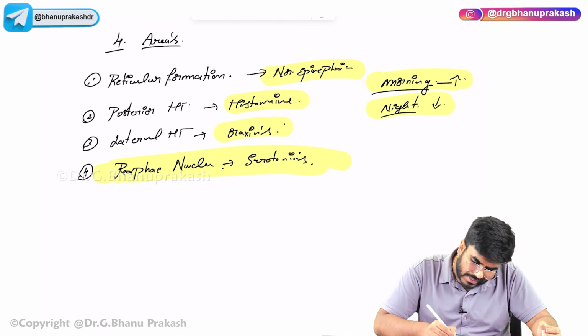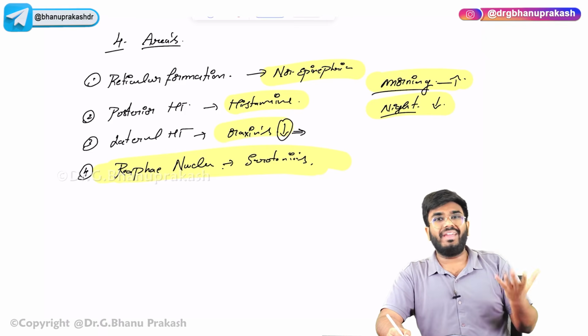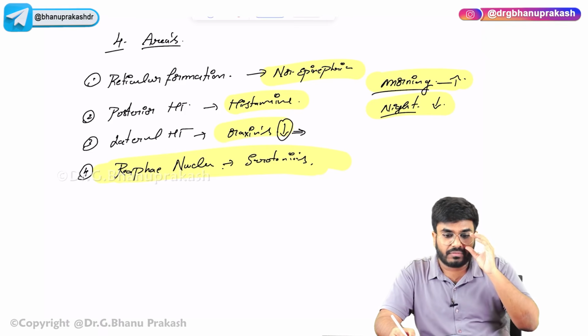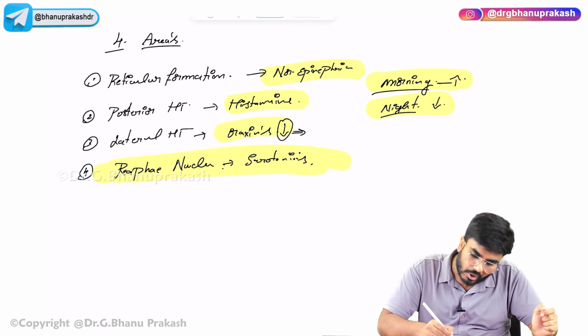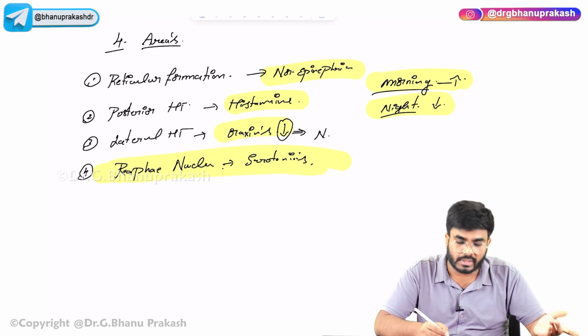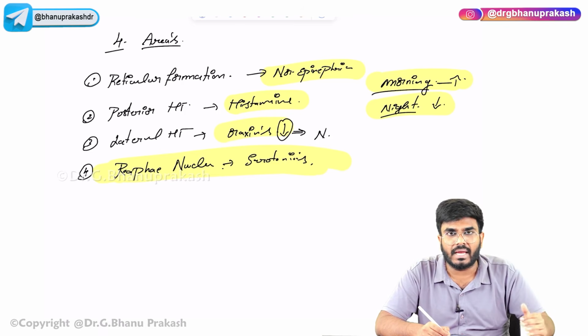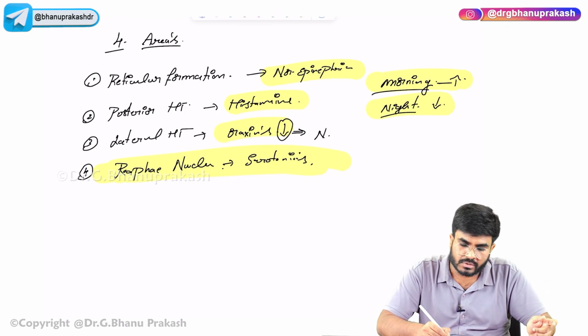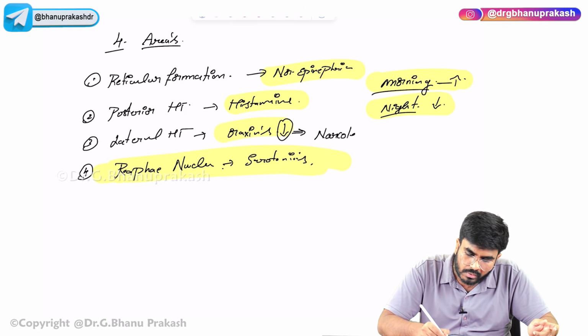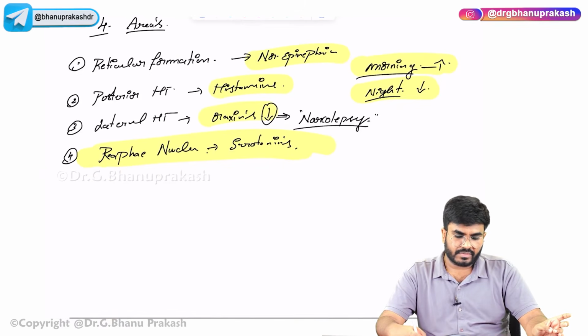Now, orexins are the ones which keep you awake. If the orexins are deficient, that will cause a condition called narcolepsy. You will study this again in psychiatry, in sleep disorders. Orexin is also called hypocretin. If it is deficient, it is going to cause narcolepsy. So these are the 4 areas which I want you to know.